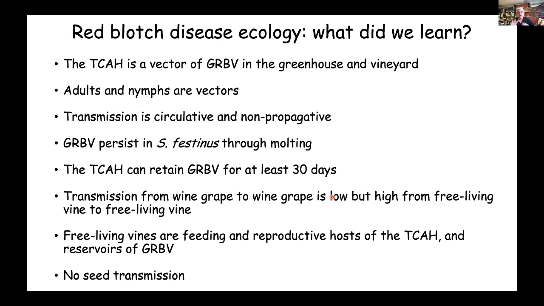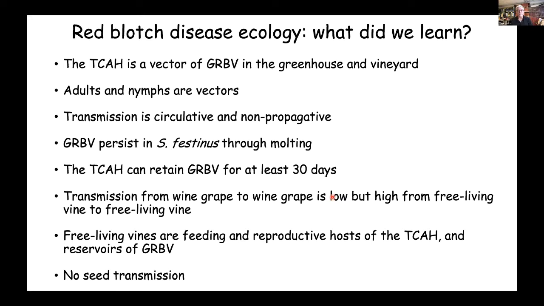So what did we learn in terms of disease ecology? We learned that the 3-cornered alfalfa hopper is indeed a vector of red blotch in the greenhouse conditions and in the vineyard. Both adults and nymphs are vectors capable of acquiring and transmitting the virus, unfortunately, but adults are much more efficient vectors than nymphs.